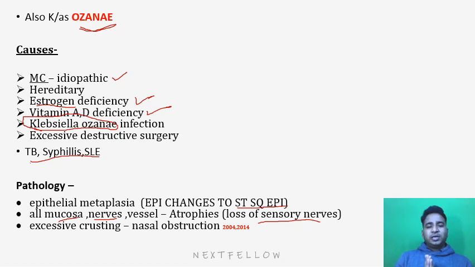So one condition is present which is known as merciful anosmia. That means the patient is having very bad breath, the patient is having a foul smell in the nose, but the patient himself can't feel that bad smell. So he's comfortable, but the people around him are very uncomfortable because of that smell. Now what happens in this atrophic rhinitis? There is excessive crusting, and this crusting plus the loss of the sensory nerve will lead to nasal obstruction. So what will the patient complain of? The patient will complain of nasal obstruction.